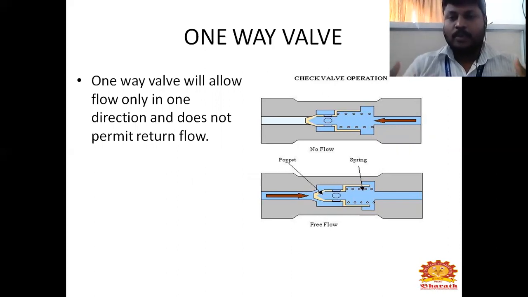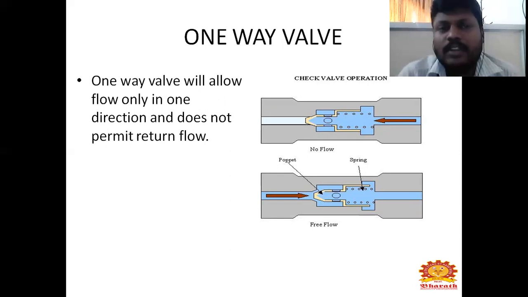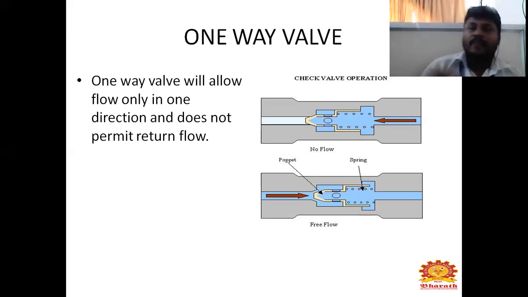If you are moving it like an OR gate, if it is moving like this, this will be inlet and this will be outlet. If this is inlet, this will be outlet. It will be a normal thing. In a one way valve, flow is allowed in only one direction and there is no return flow. There will be only one way.